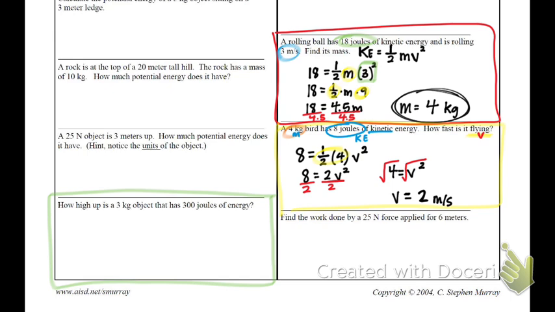This one says, how high up is a 3 kilogram object that has 30 joules of energy? Which type of energy talks about height? Potential. So we need the potential energy formula: mass times gravity times height.